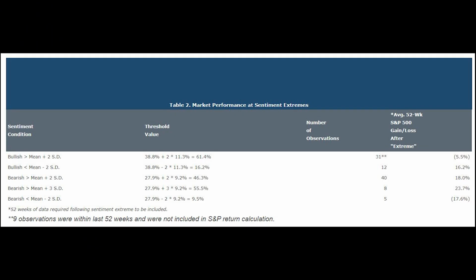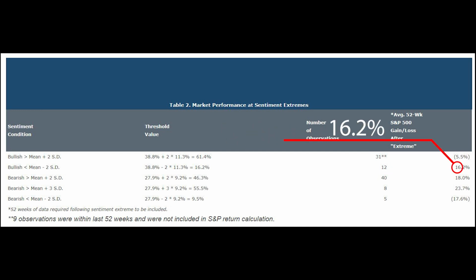So if you look at this chart here, they made 12 observations of bullish sentiment at least 2 standard deviations below the mean. That's less than 16.2%, indicating a low level of optimism and potentially an indication of a market rise. For these 12 instances, the S&P 500 on average gained 16.2%.